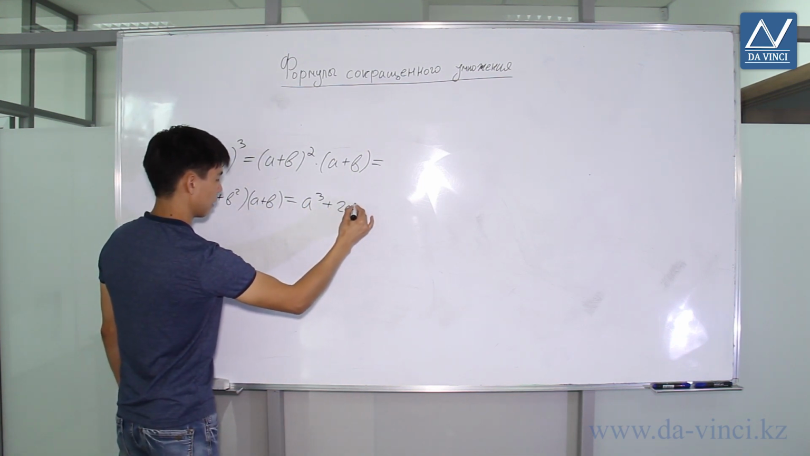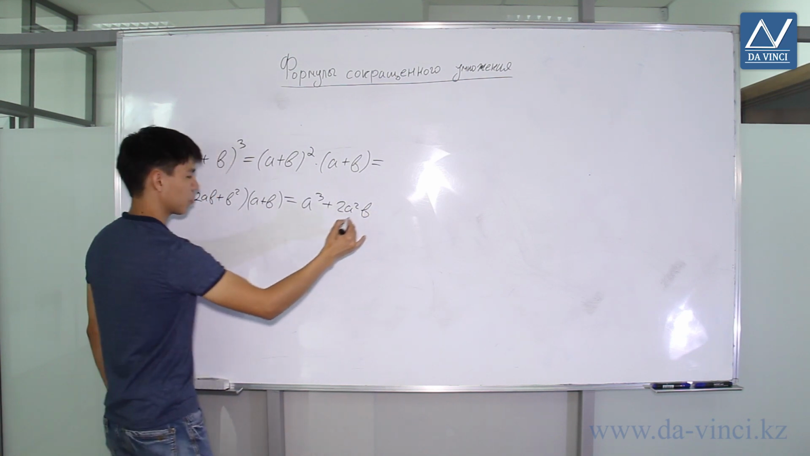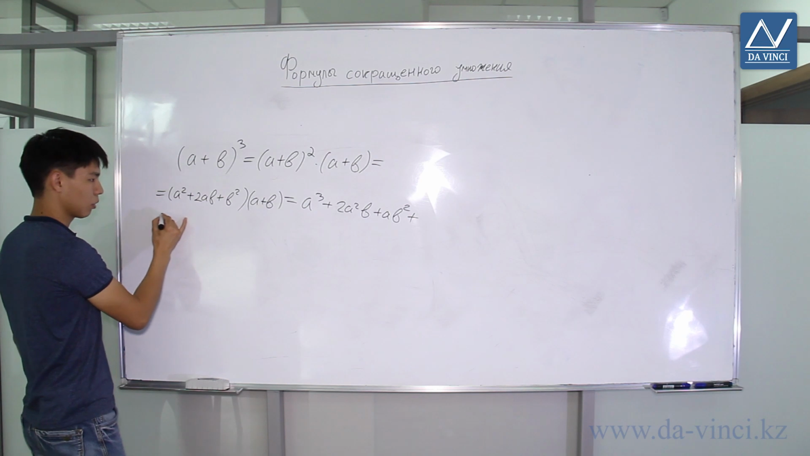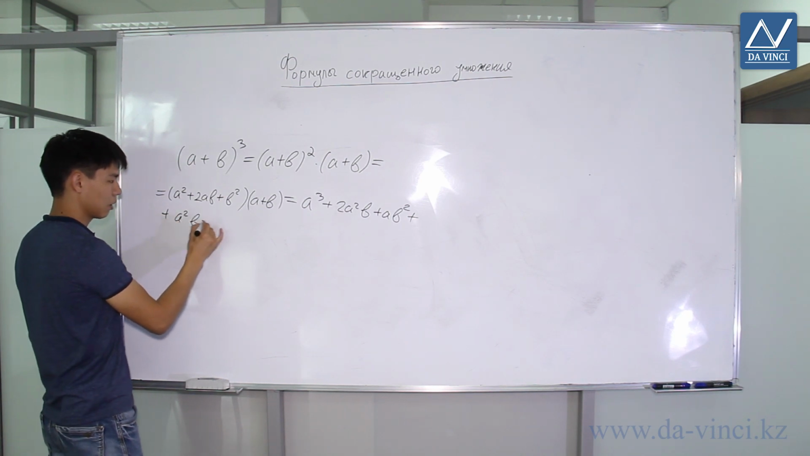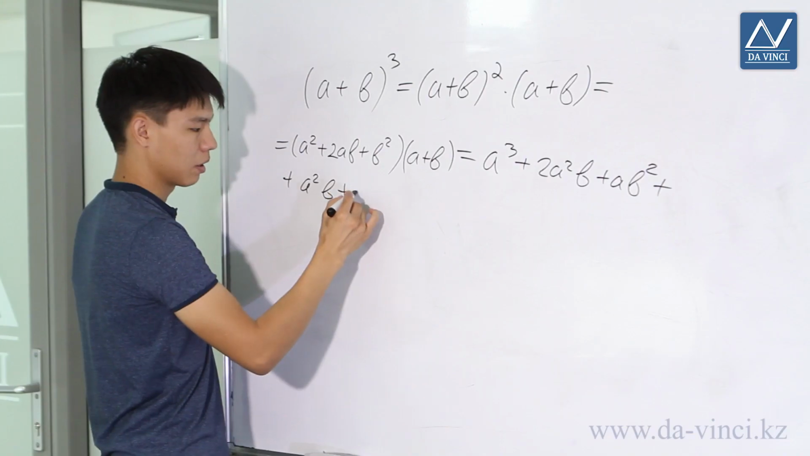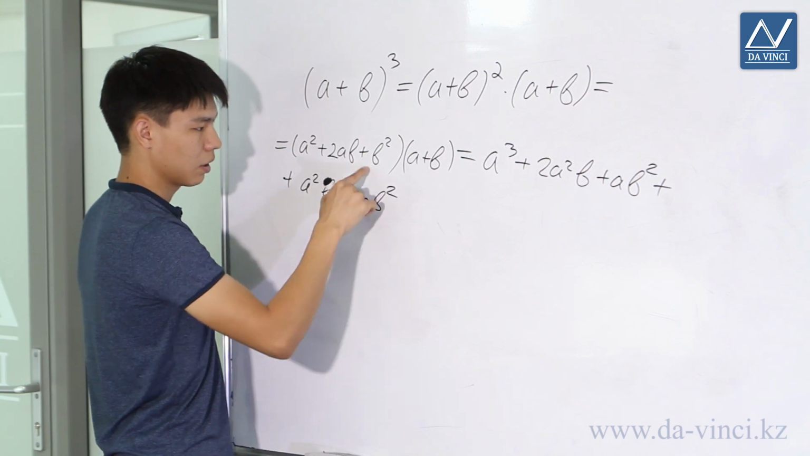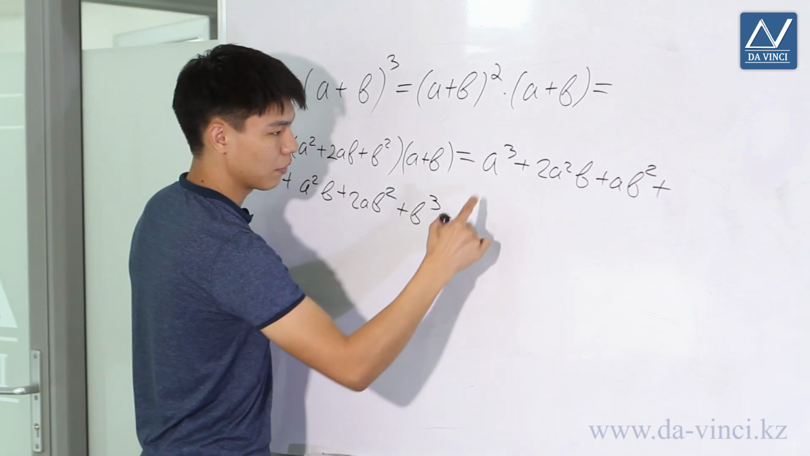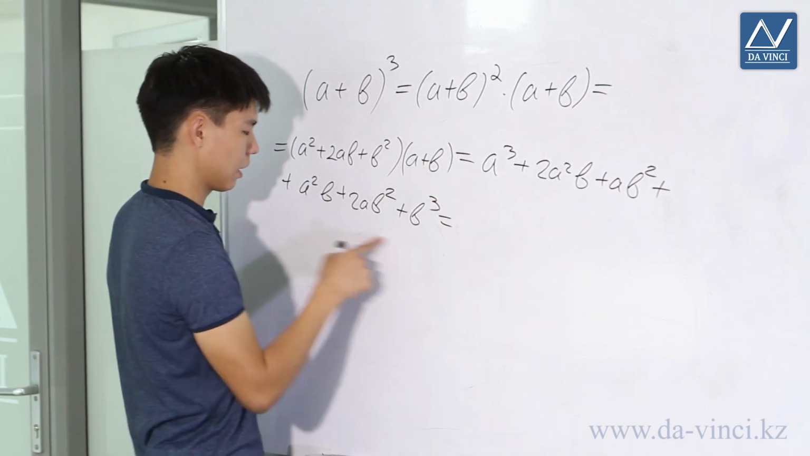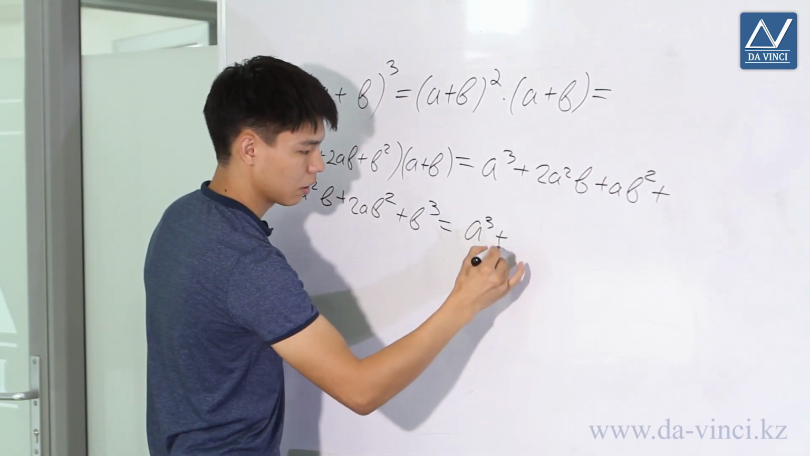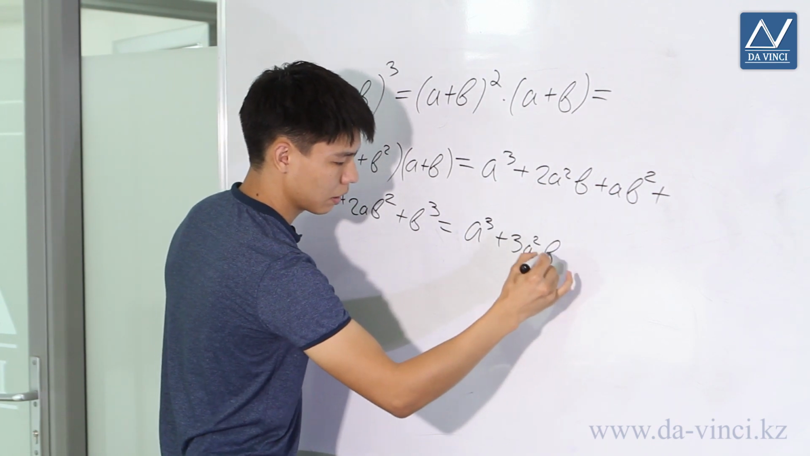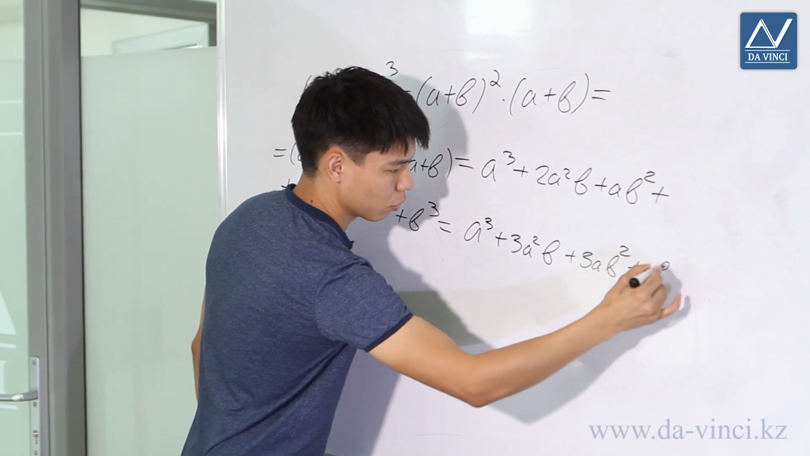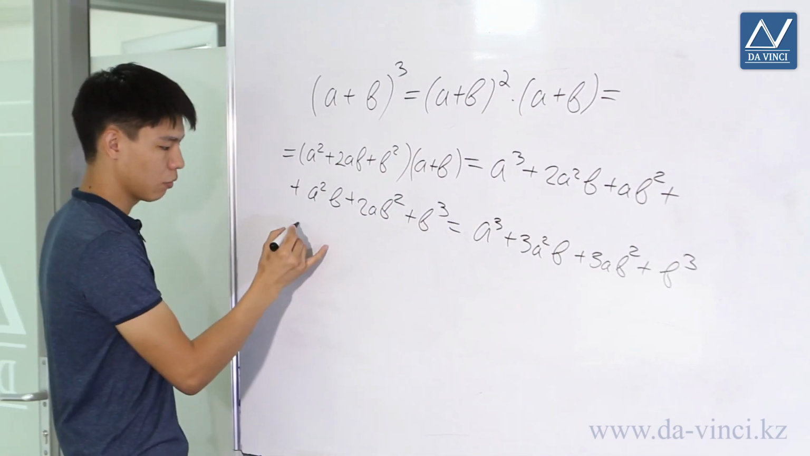We get a cubed plus 2a squared b plus ab squared, plus a squared b plus 2ab squared, plus b cubed. If we combine the like terms of our expression, we get a cubed plus 3a squared b plus 3ab squared plus b cubed. So, we got this formula.